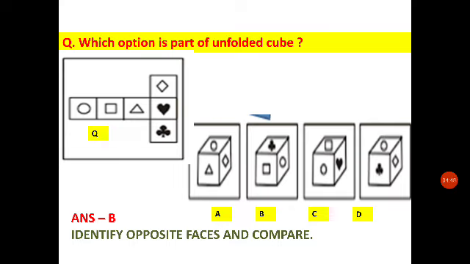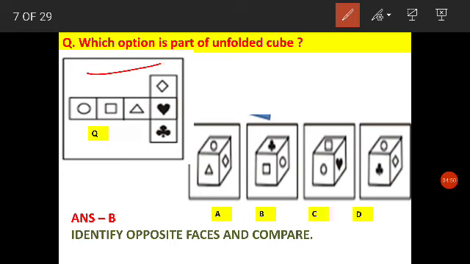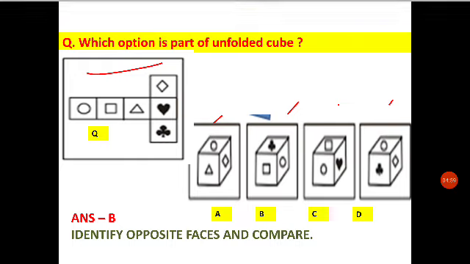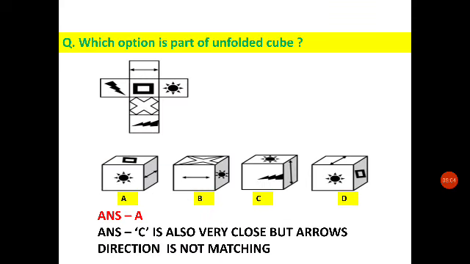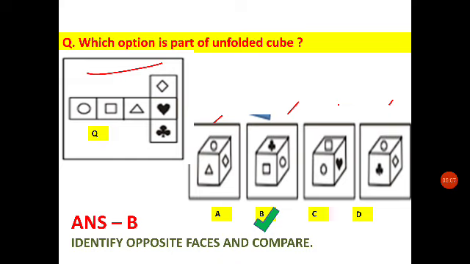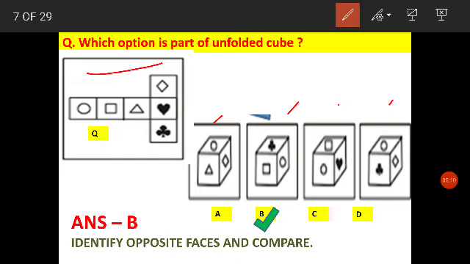So in the question there is a cube given here and these are the options A, B, C, D. The correct answer is B. Now how we come to B, we'll see this. Basically remember that these two faces are opposite, triangle and round. Then this diamond and club are opposite and heart and square are opposite. So now correlate these figures.